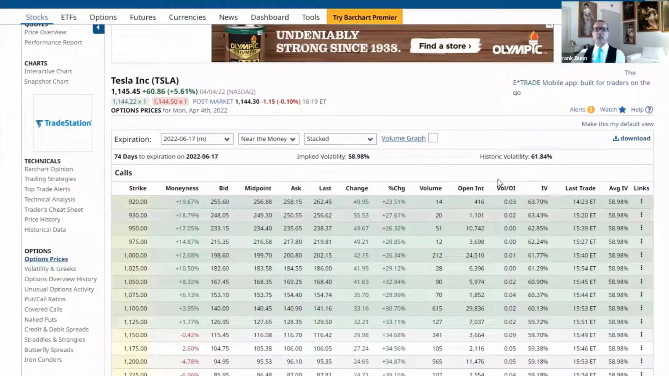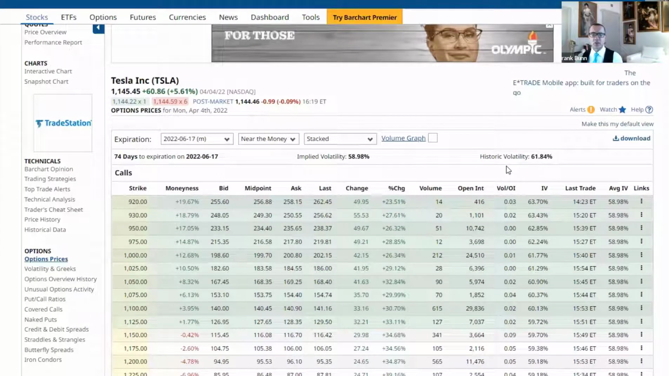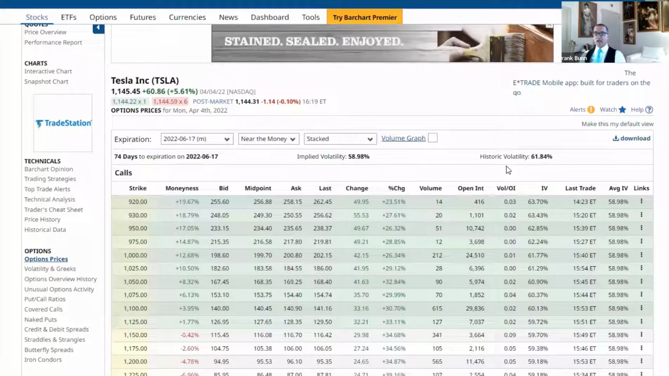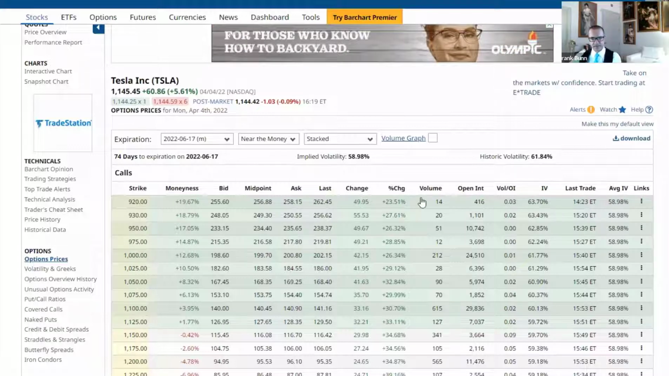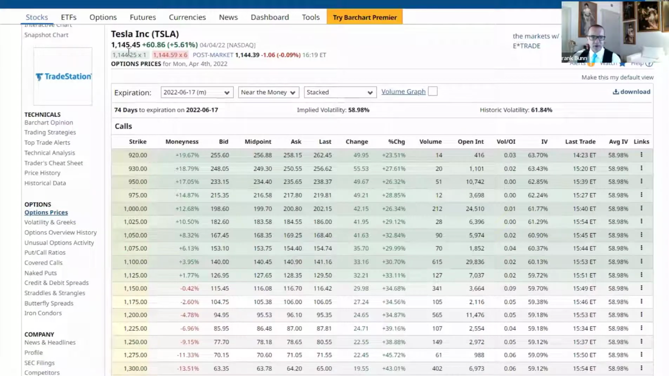Now, the first thing we want to check is implied volatility versus historical volatility. Implied volatility is less. So it looks like right now, at this particular point in time, the June calls on Tesla are slightly less expensive. The next thing we want to do is our current price is $11.45. So we're going to need an in the money, slightly in the money.